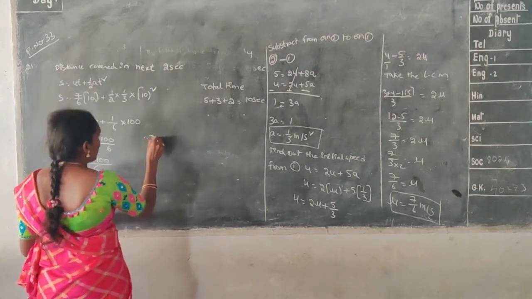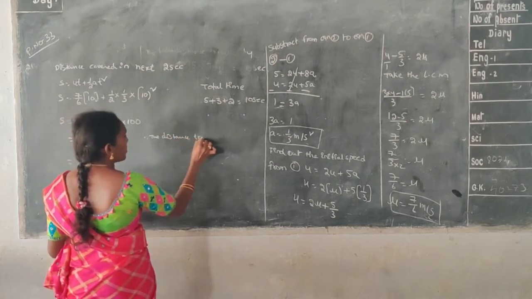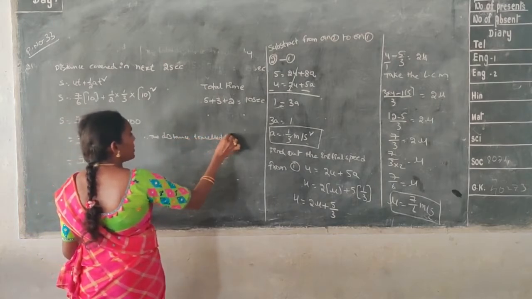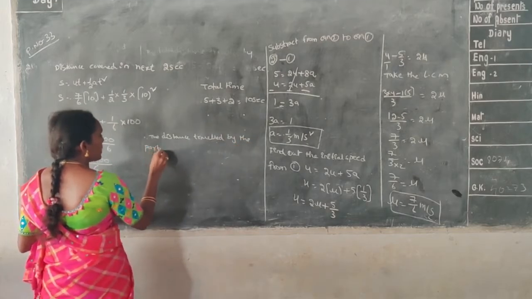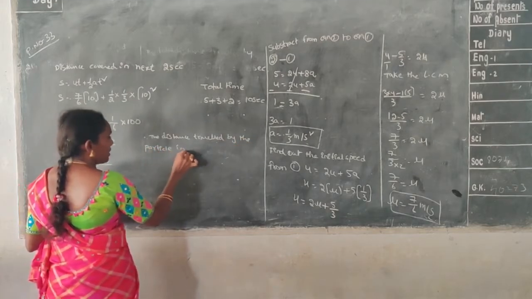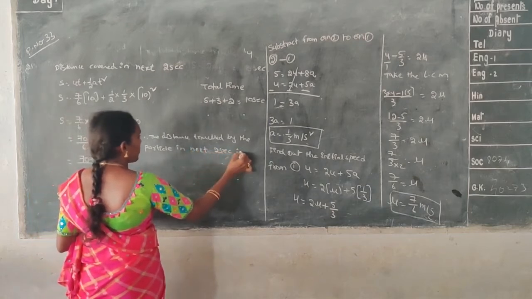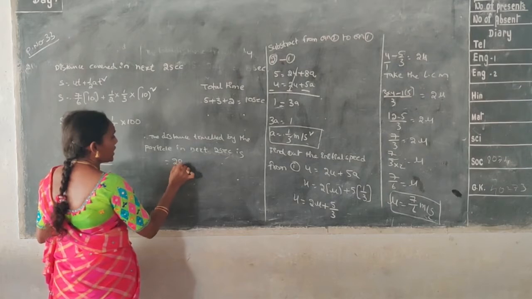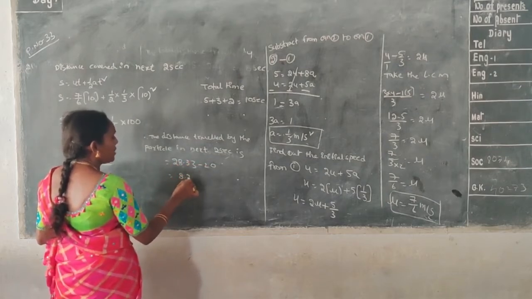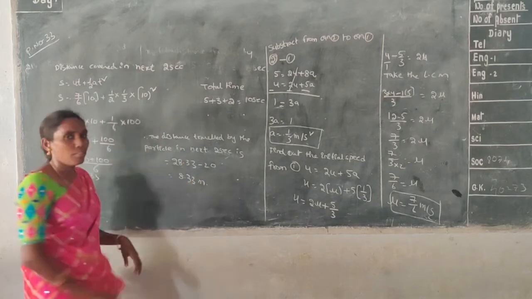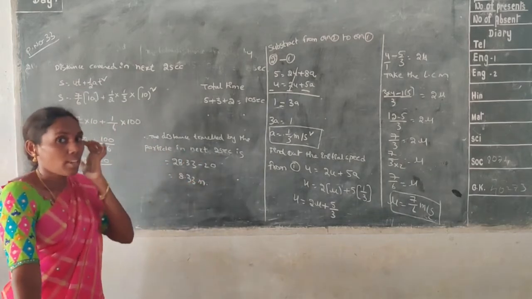Here the distance travelled by the particle in the next 2 seconds is 28.33 minus 20, that means 8.33 meters. This is the distance travelled by the particle in the next 2 seconds.